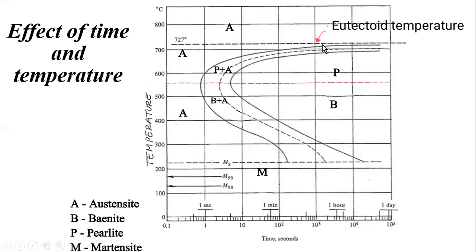And as you can see, this is the eutectoid temperature that I told you about in the previous slide. This is the temperature at which you will have only one phase, and this is the austenite, as you can see. And we will talk about this diagram later, okay?